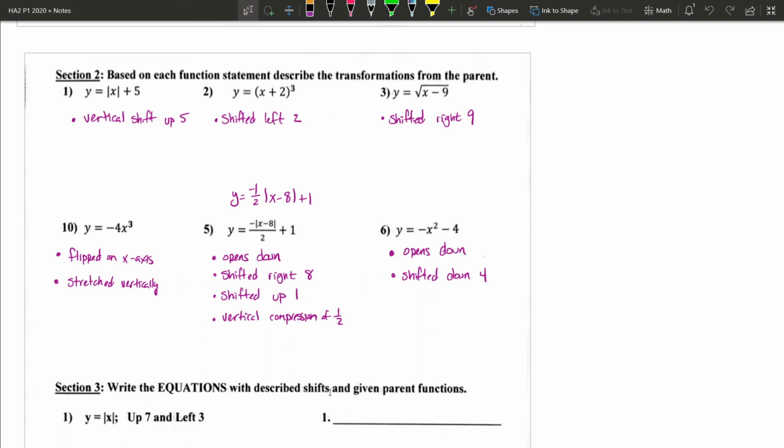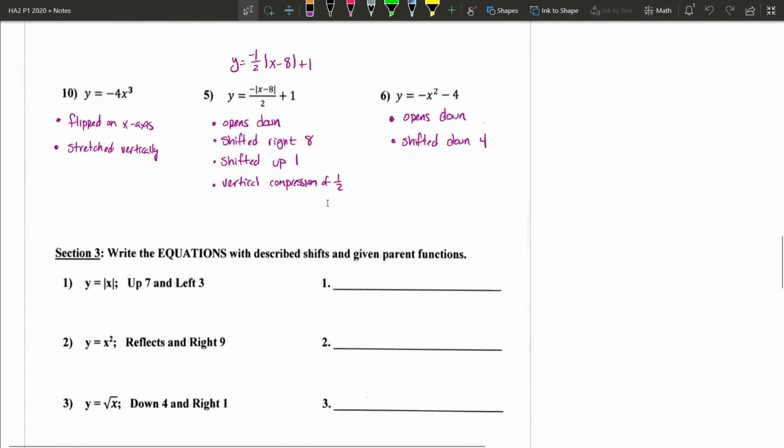All right, so we can do it forwards. Now can we do it backwards? What I mean is I can give you an equation and you tell me what it looks like. Can someone tell you what it looks like and you give me an equation? Let's do a couple of those too.